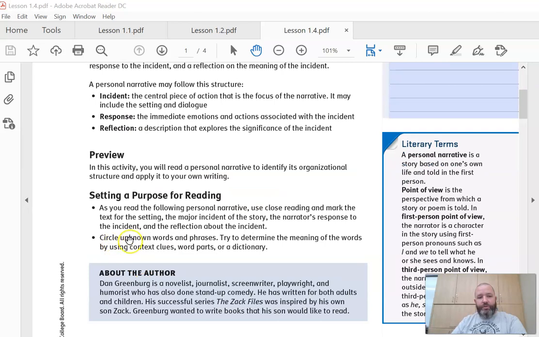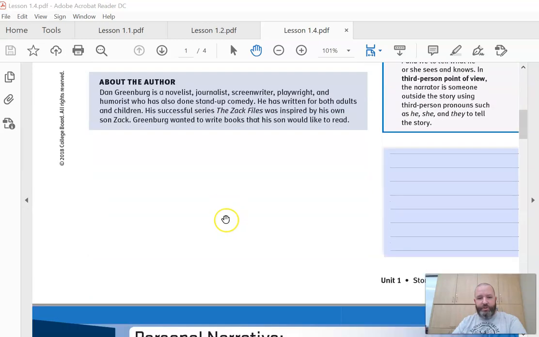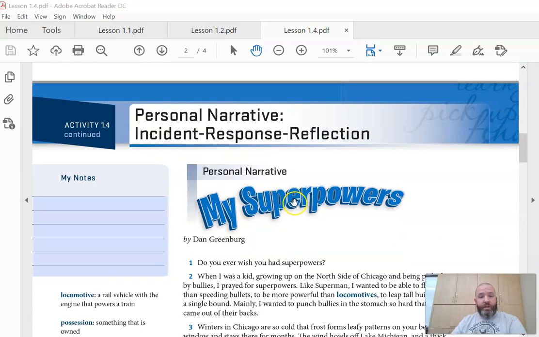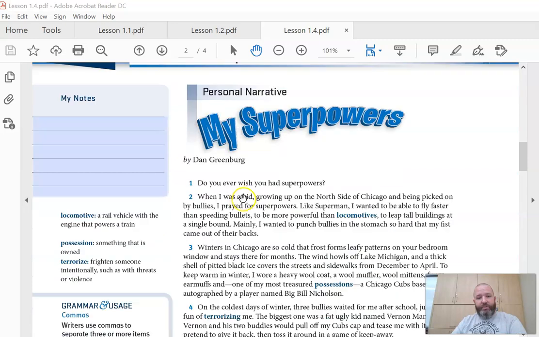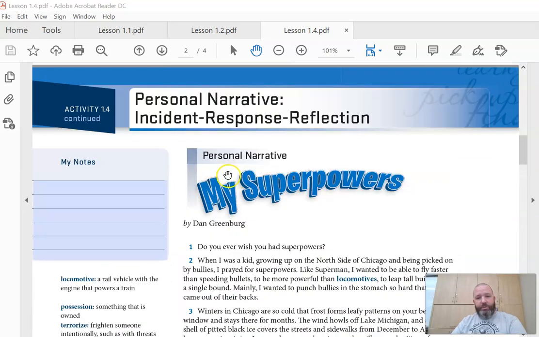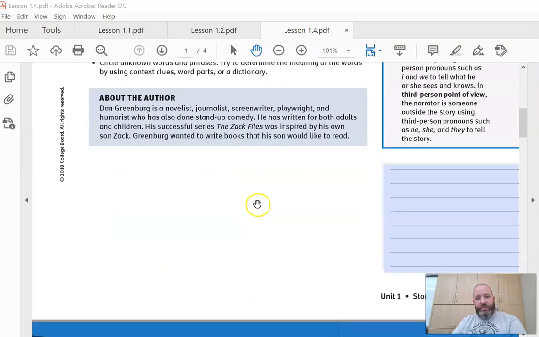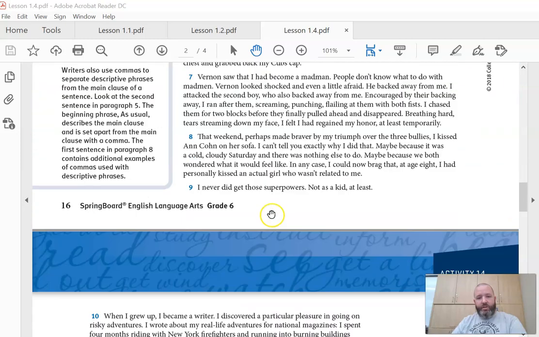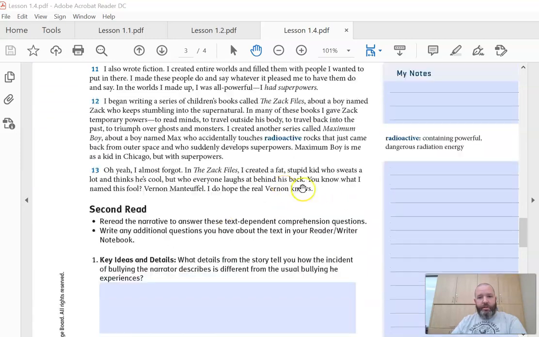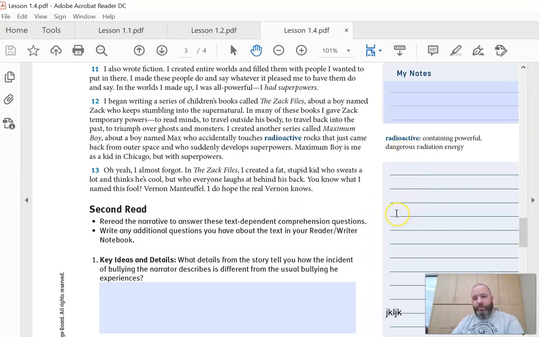Also, as you're going through, circle unknown words and phrases, and then try to figure out what they mean by using context clues, word parts, or a dictionary if you can, so you can always just Google what the word means. Okay, so the story is called My Superpowers by Dan Greenberg. So remember to do these things as you're reading. It's not a super long story. Okay, so remember you can take notes.